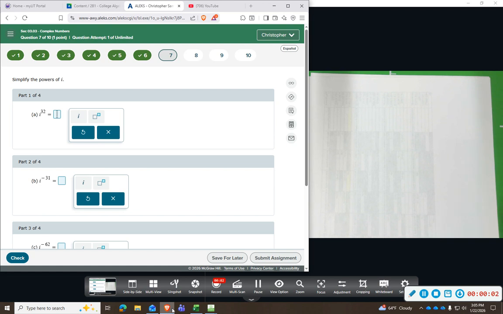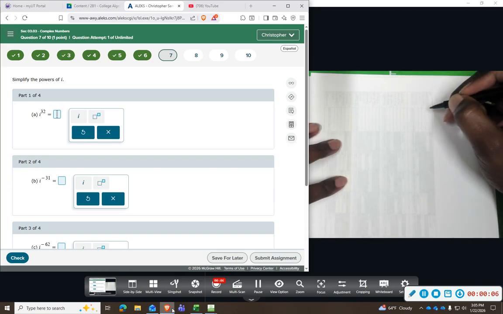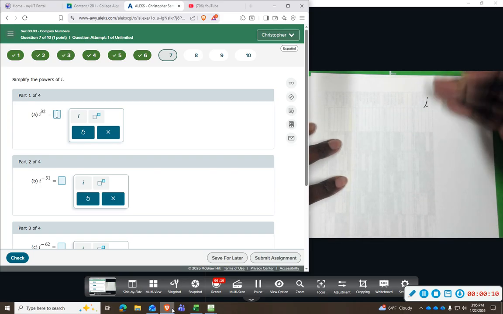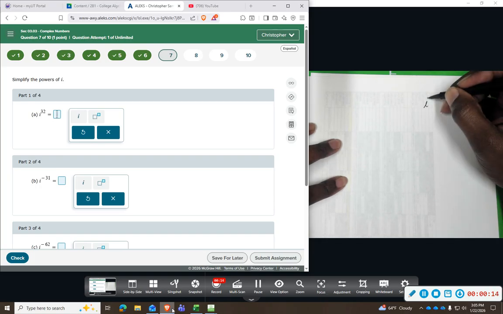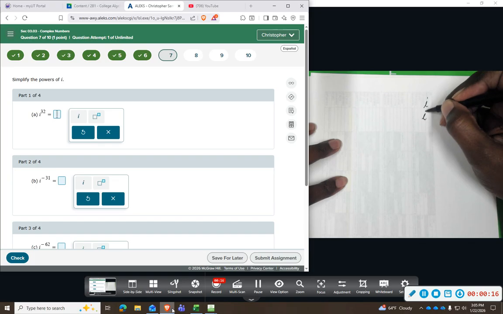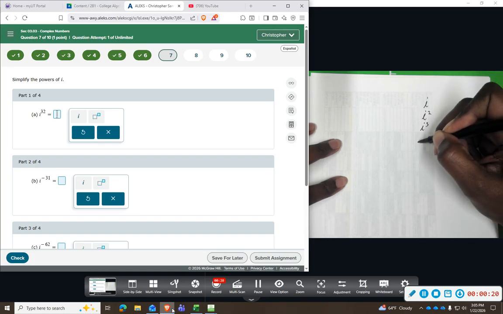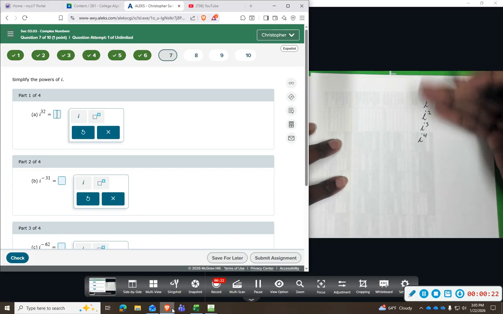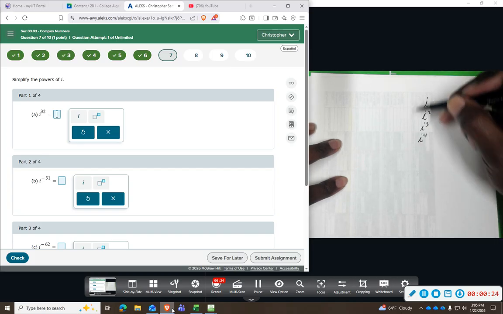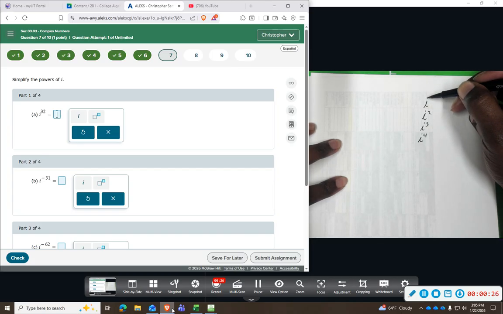All right, number 7, we're going to be simplifying powers of i. In order to do this, you need to be aware that i has 4 stages or cycles that it goes through. We go i to the second power, i to the third power, and i to the fourth power. And then after that, it just repeats. i to the fifth would be equal to i.